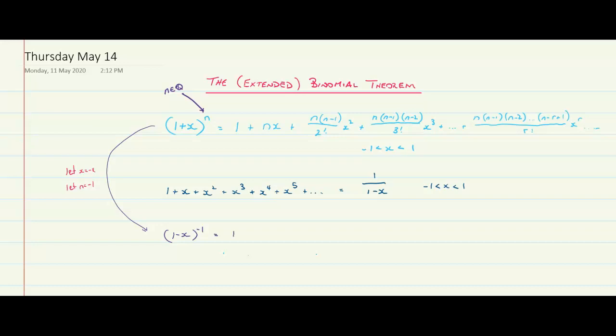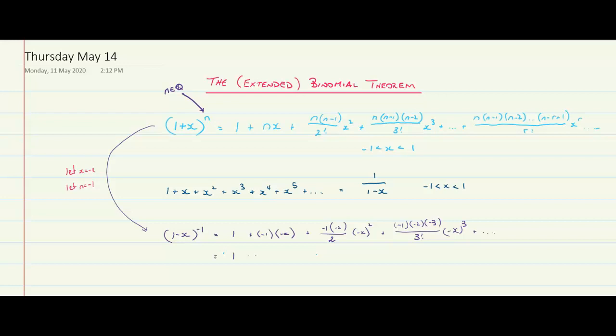So it'll be 1, then n, which will be -1, by x, which becomes -x. N becomes -1, n minus 1 becomes -2, that's over 2 factorial, which is 2, times -x squared. Let's get it through the next term. It'll be -1, -2, -3 over 3 factorial by -x cubed, and this goes on. Okay, so let's see how this looks when we simplify it.